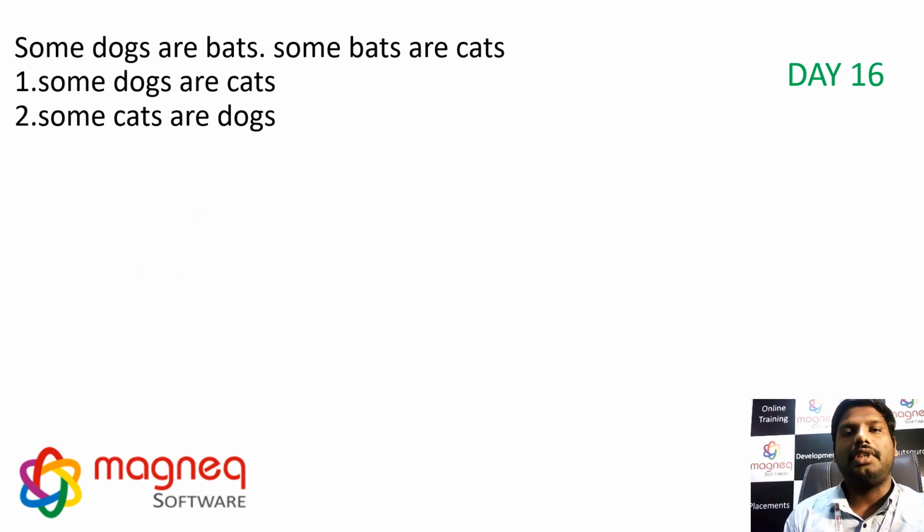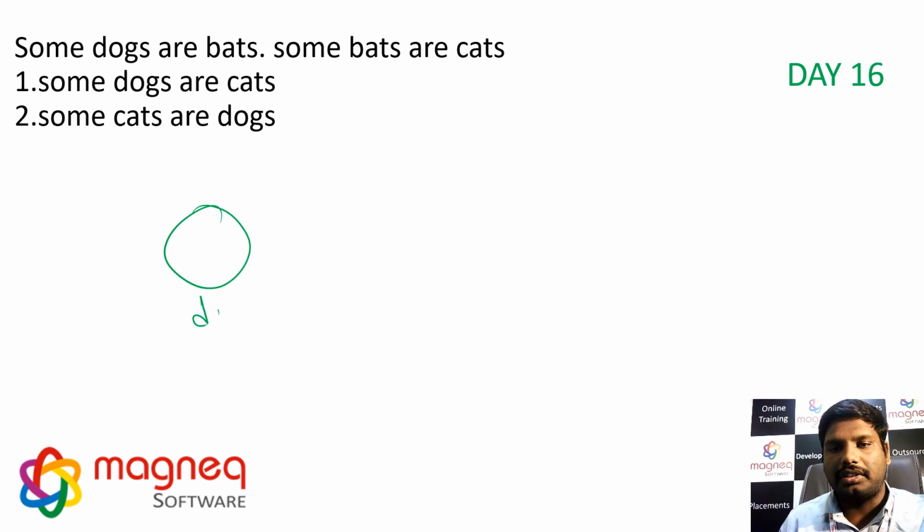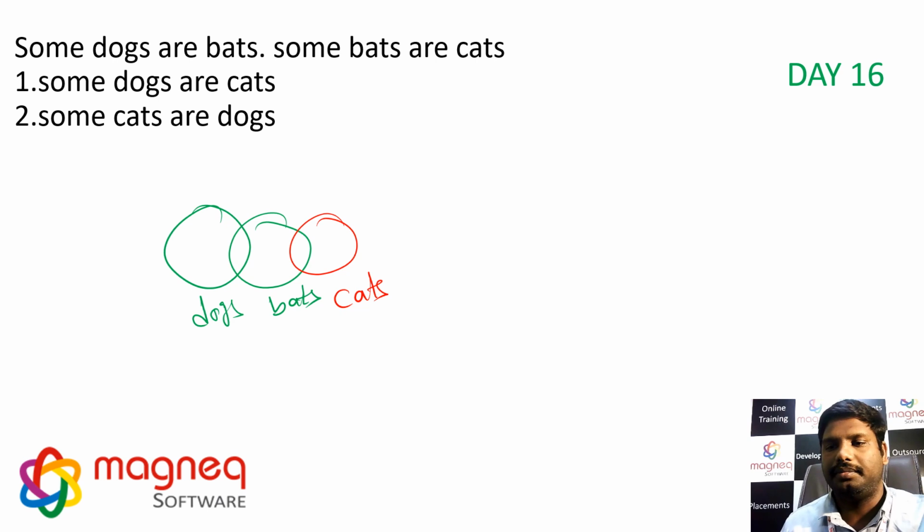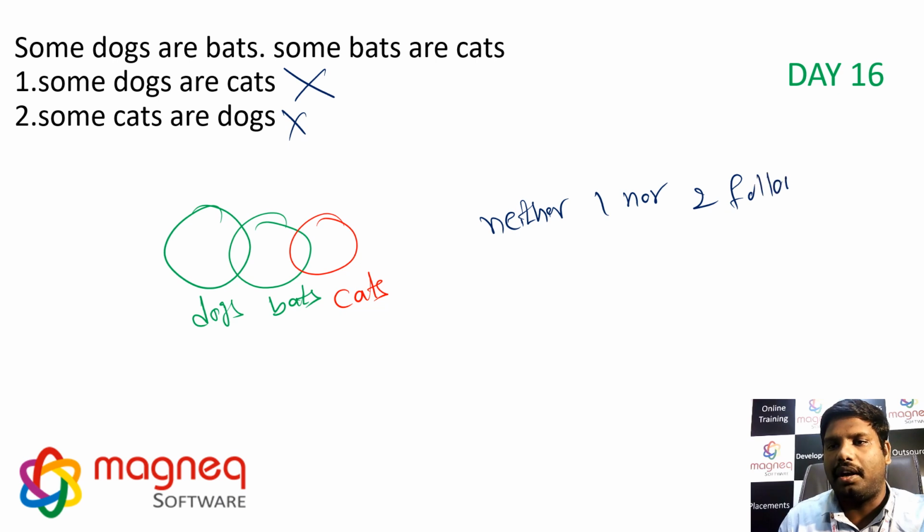Next one. Some dogs are bats. Some bats are cats. So some dogs are bats. Some bats are cats. Some dogs are cats, not possible, so false. Some cats are dogs also, not possible. So neither one nor two follows.